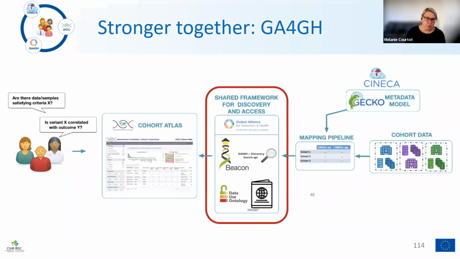Then in a second step, we are fairly easily, and it's not straightforward, but it's much more straightforward than if you had to redo it by yourself, we can reuse the GA4GH standard, build a shared framework for discovery and access using things like Beacon, the Connect API, Passport, the data use ontology, and we can really mesh those together to provide that framework.